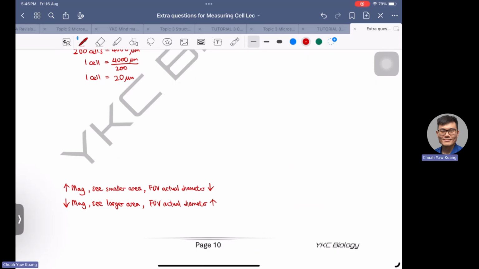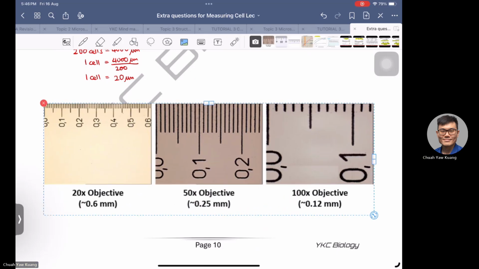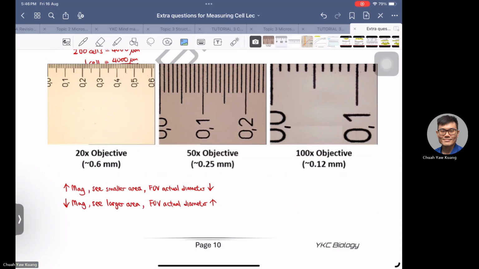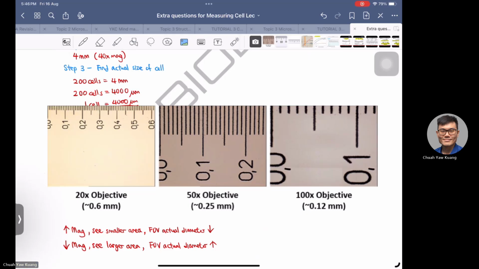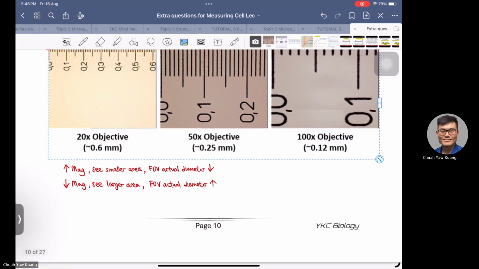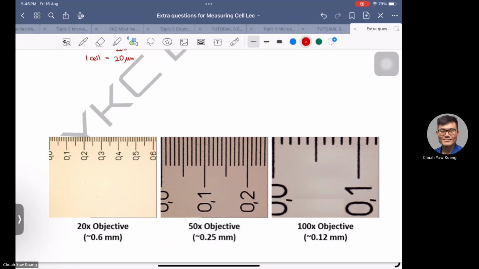Okay, so remember this concept, and we can look at the diagram here to understand the concept better. So let me show you the diagram here. So this is the diagram. Okay, so we can imagine that this is the FOV. Okay, so let's say this is the FOV. Okay, so I will copy and paste here.